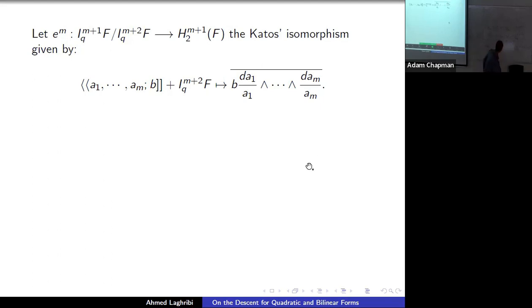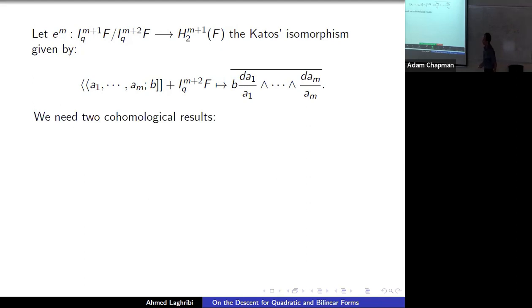Let me recall that H2 to the M plus 1 of F by definition is the quotient of omega M of F, the space of F differential forms, by the image of the differential operator applied to omega M minus 1 of F, plus P omega M of F. P is the Artin-Schreier operator, which extends the Artin-Schreier map to the usual one.